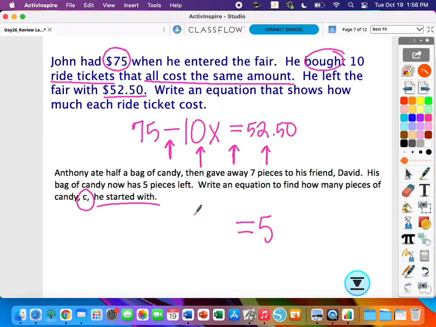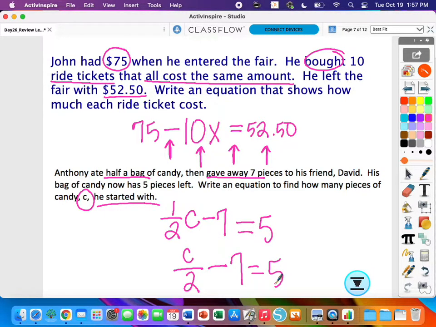Now, if he took that candy bag and he ate half of it, there are 2 ways to write that. You can write it as 1/2 times C, or you can take C and divide it by 2. Okay? So now what happened then? He gave away 7, minus 7, and he has 5 left. So either of those equations would be good to work with. I like the divided by 2 one. I think that's a great one. That's the easier one to solve, easier one to look at. To me, that's just the best one. Okay? Some of you in class even did this.